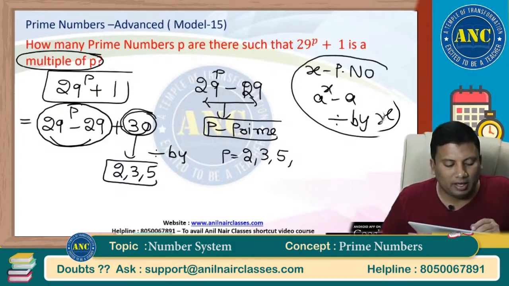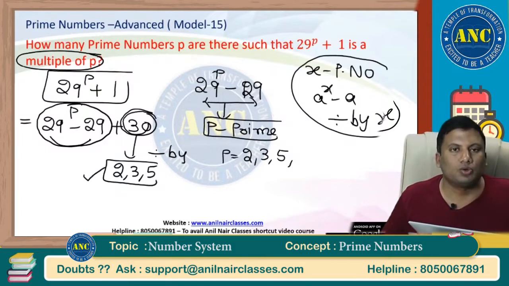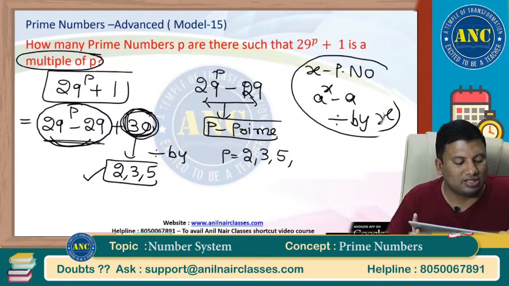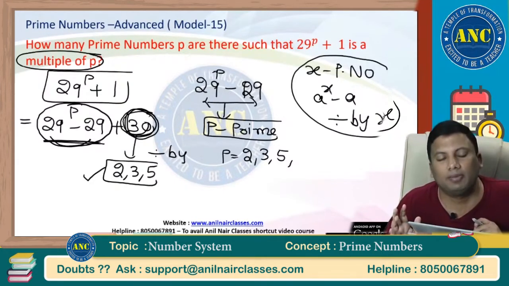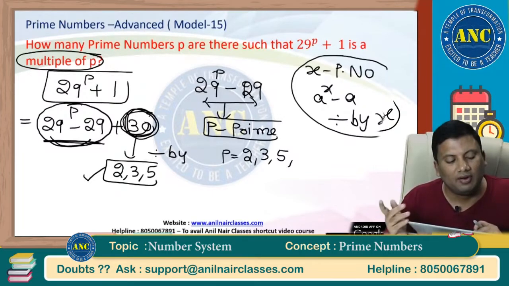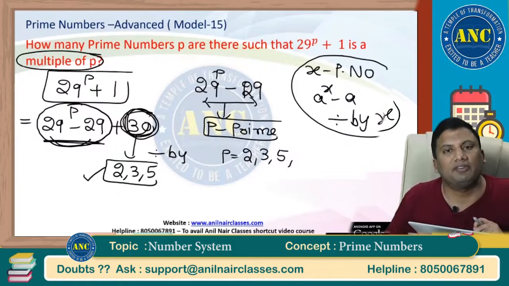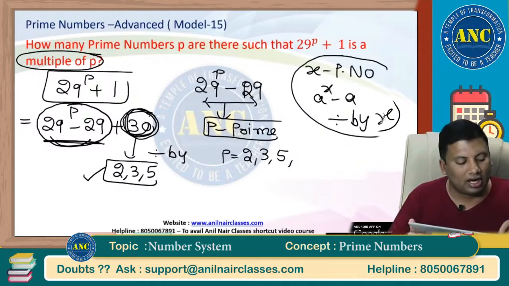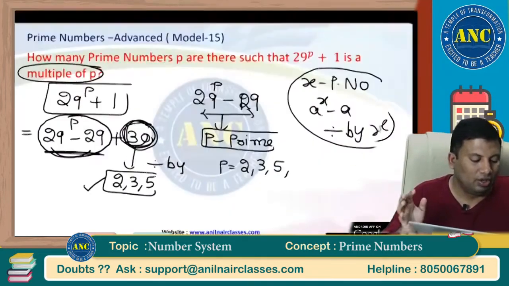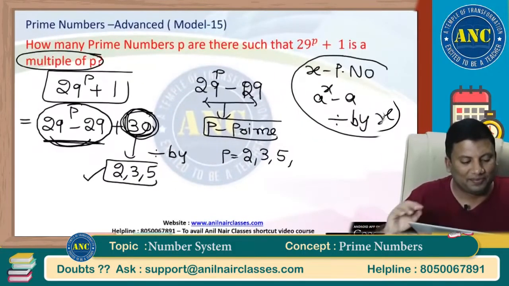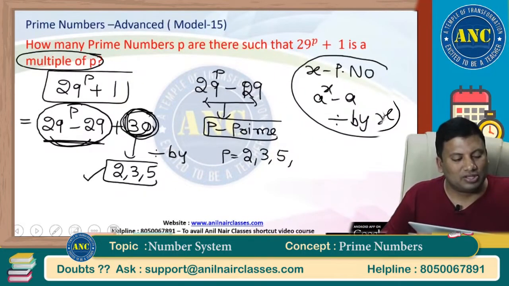So p can be a prime number, how many values? 2, 3, 5. Check whether this number is divisible by 2, 3, 5. Definitely it is divisible by 2, 3, 5. Why? Because of the concept: if x is a prime number, a power x minus a is divisible by x. Model number 15.